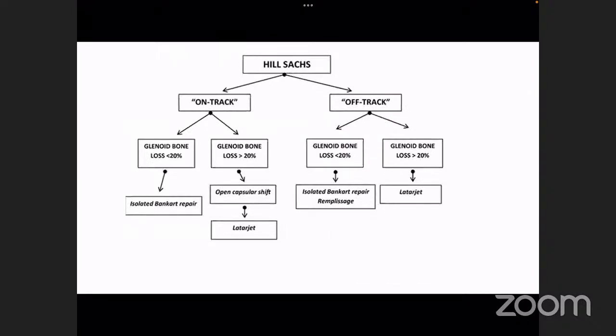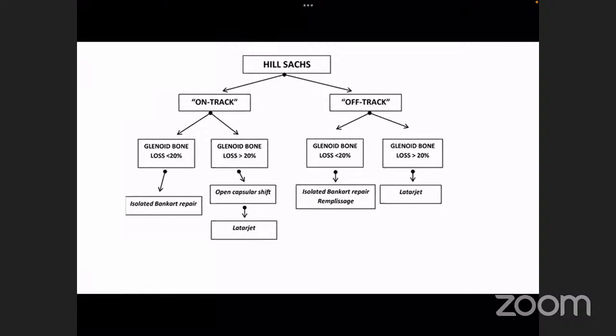This is a diagram regarding Hill-Sachs that summarizes what I told you about, regarding on-track and off-track lesions. On-track means there is no engagement between the humeral head and the glenoid track. That's why the glenoid bone loss will normally be less than 20%, and it's going to be an isolated Bankart repair through an arthroscopic procedure. If the glenoid bone loss is more than 20%, you can go for open capsular shift and Latarjet. In case of an off-track scenario, you have to be more aggressive in your treatment.